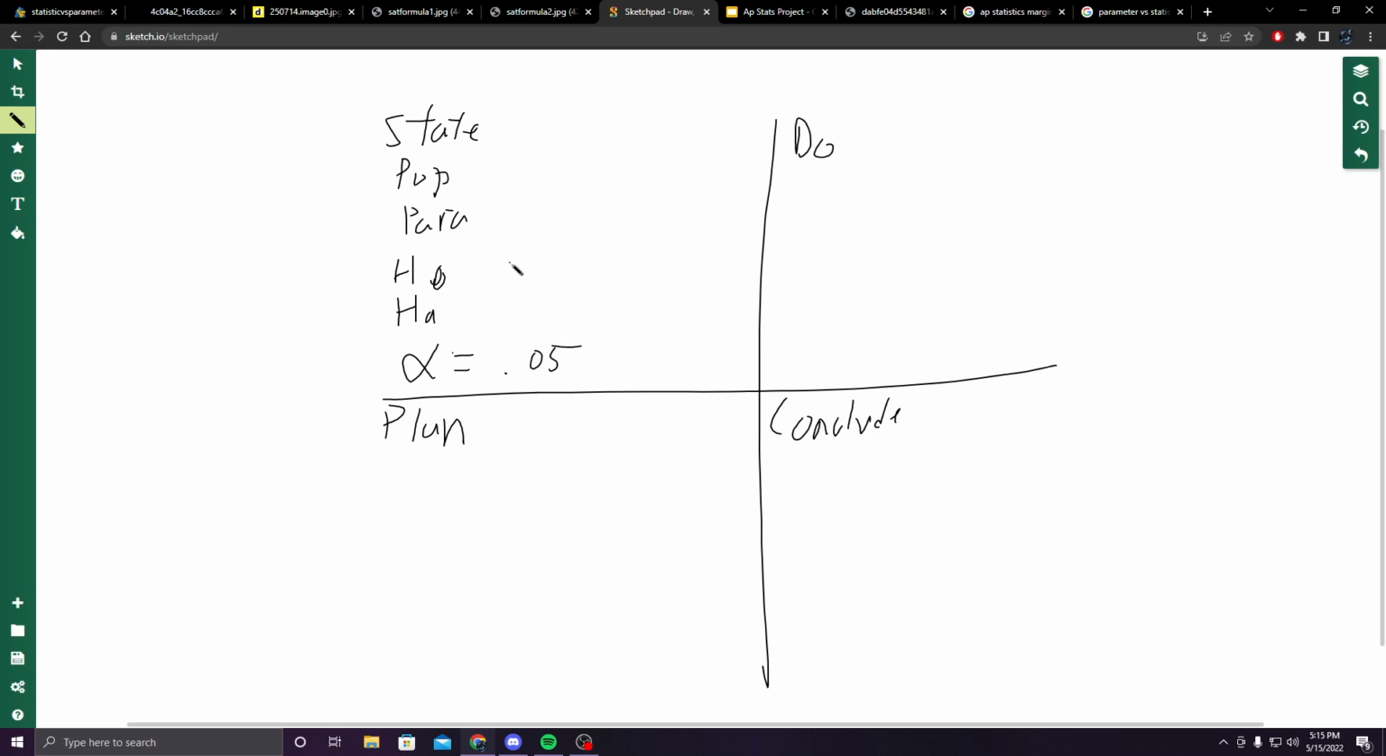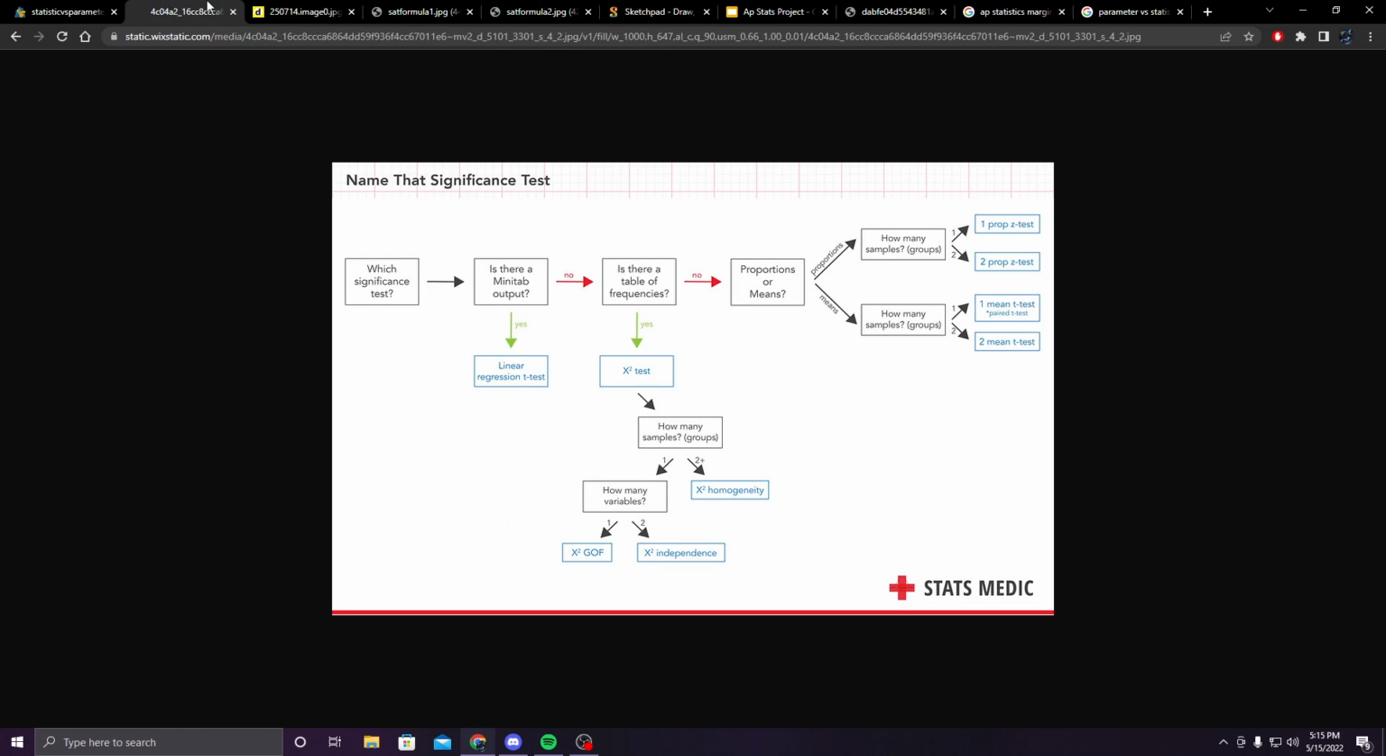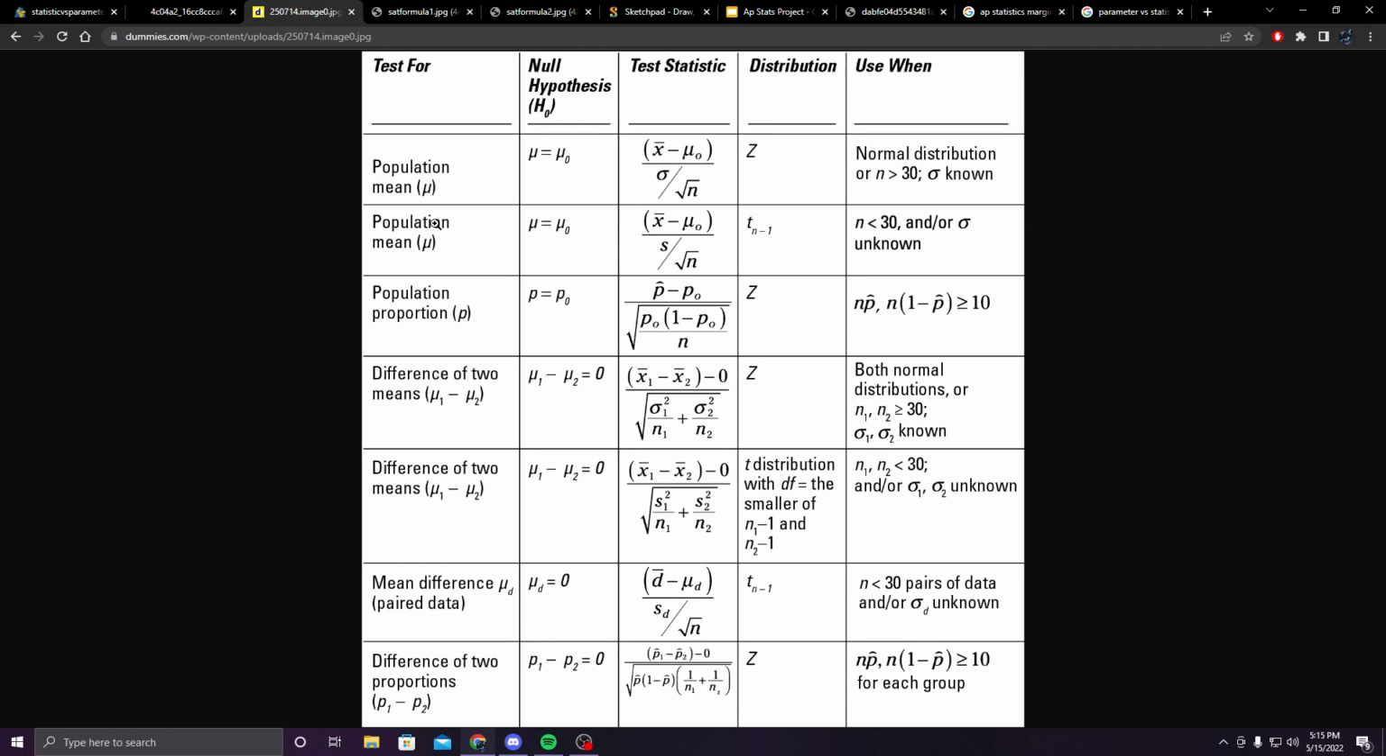So the null hypothesis depends on whether you're doing a population proportion or a mean. And in this situation, I am going to do a mean. So I'm going to do a mean z-test for population. This is just an example.